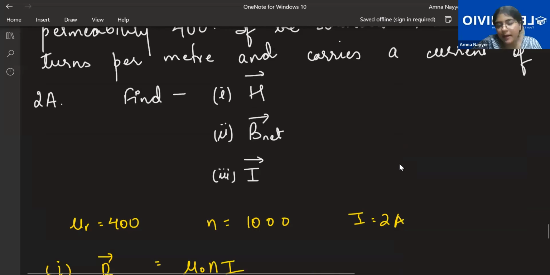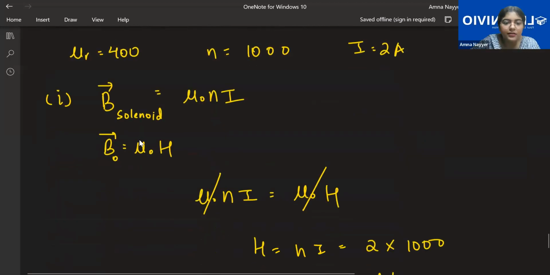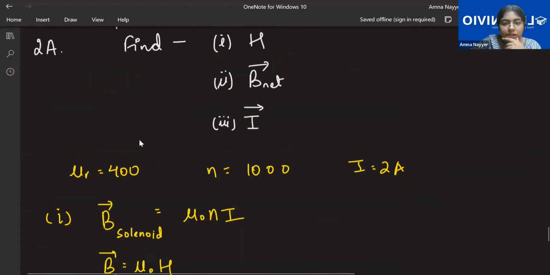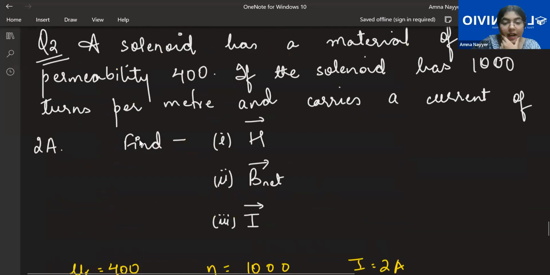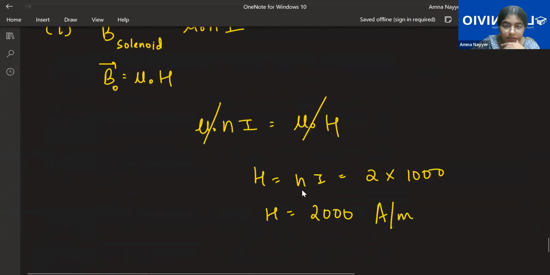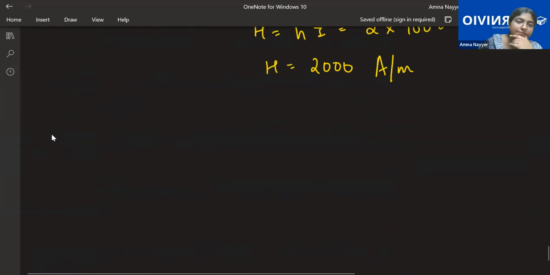Second part says the net magnetic field. See, for the net magnetic field, this will be given by the solenoid itself, right? You'll have it through the solenoid. Okay. And third is I. So I was equal to, I is current, so 2 ampere first itself.